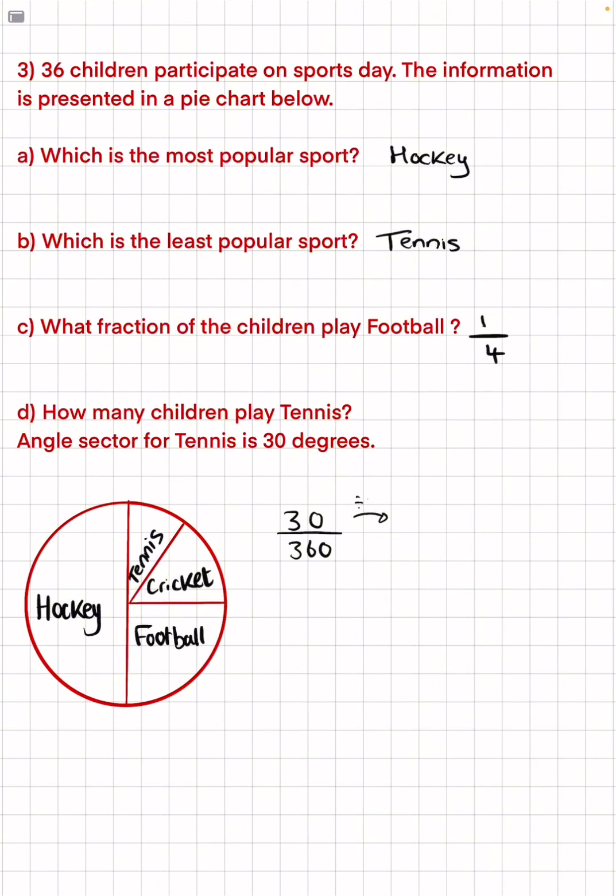30 divided by 30 equals 1. And 360 divided by 30 equals 12. Now we can do 1 over 12 multiplied by the total number of students, which is 36. 1 times 36 is 36. 36 divided by 12 is 3. So the answer is 3 children play tennis.